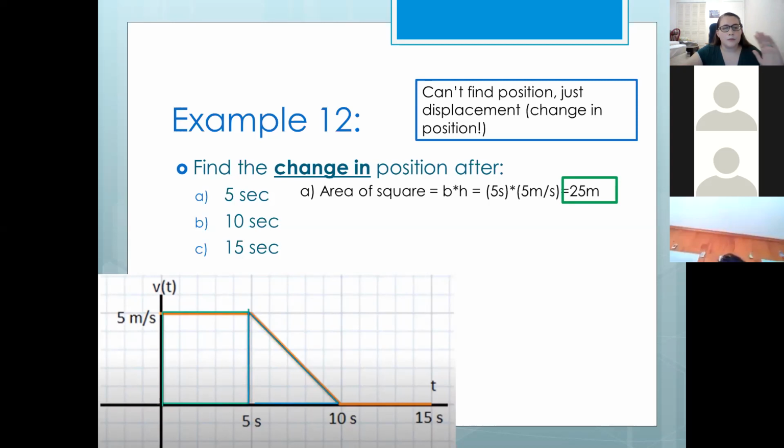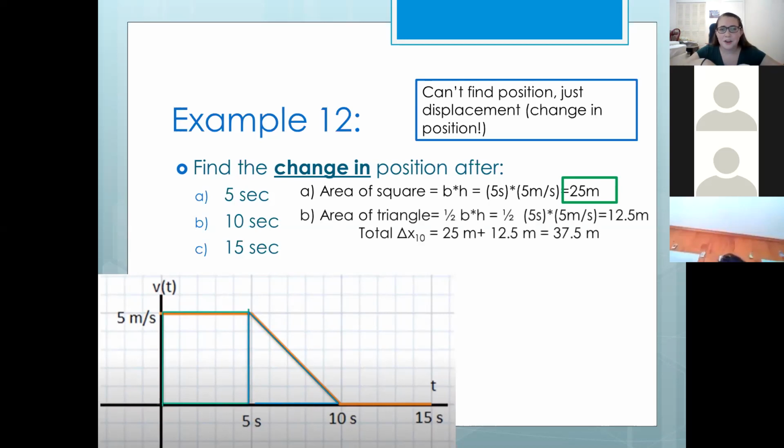If we want to know from 0 to 10 seconds, well, we can see from 5 to 10 seconds, we're adding on this triangle section. And the area of a triangle is 1/2 base times height. So for that triangle, our base goes from 5 to 10 seconds. So the triangle is 5 seconds long, and it's 5 meters per second tall. So that's 1/2 of 25, which is 12.5 meters. So if we're looking at that whole time interval of 0 to 10 seconds, we add together the area of the square plus the area of that triangle, and that gives us 37.5 meters as our displacement.